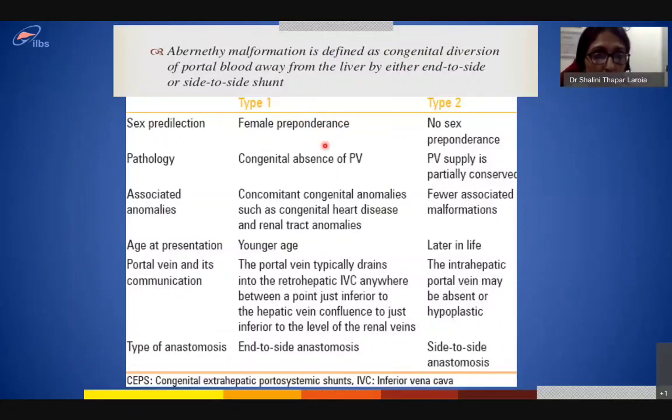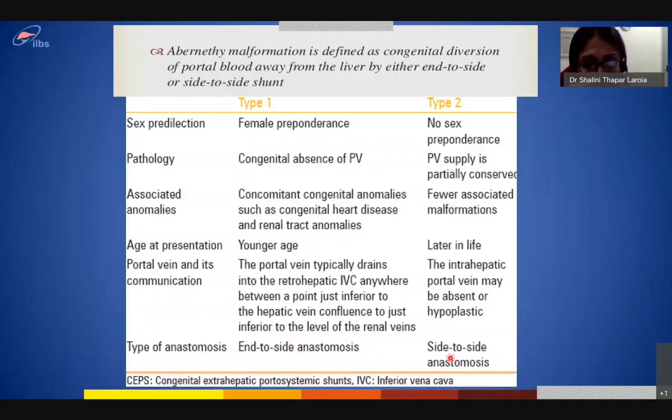There is congenital absence of portal vein, whereas in type 2, like I said, it's a partially atretic portal vein that is made. It's formed. And other congenital anomalies are more often seen with type 1. Type 2 doesn't have many. This is at a younger age. For example, our patient was a 12-year-old boy. Later in life, portal vein, like I've said, I've already shown you the example, so you can read this up.